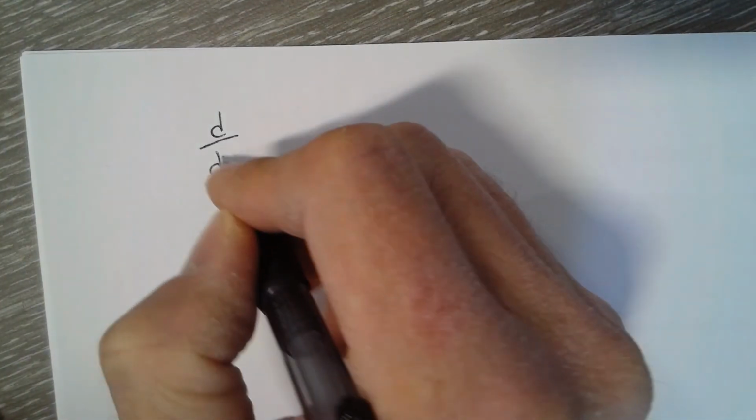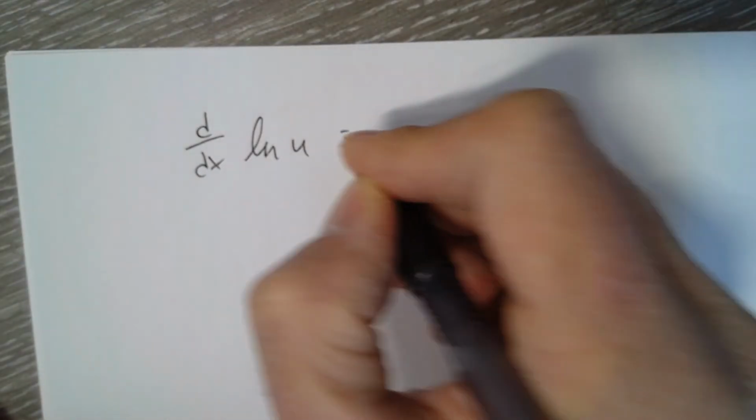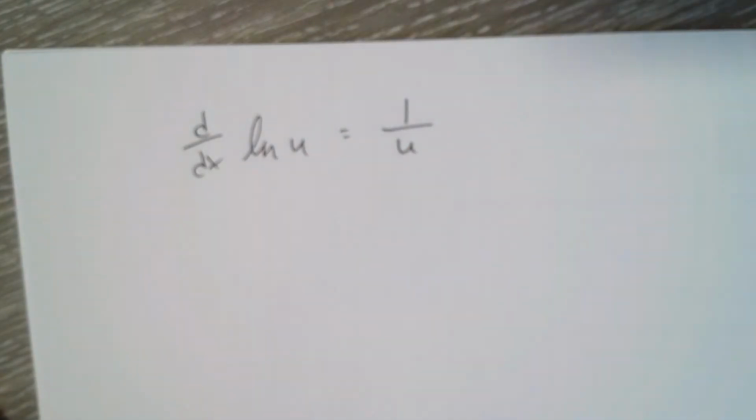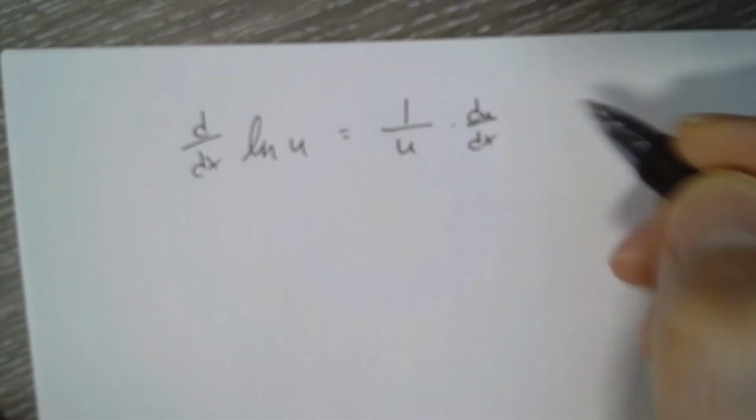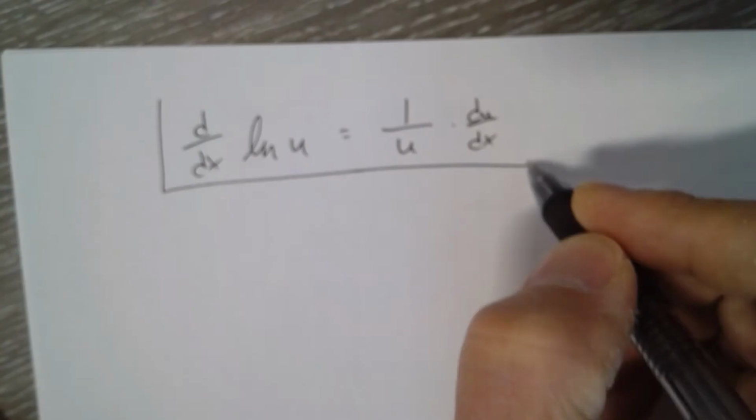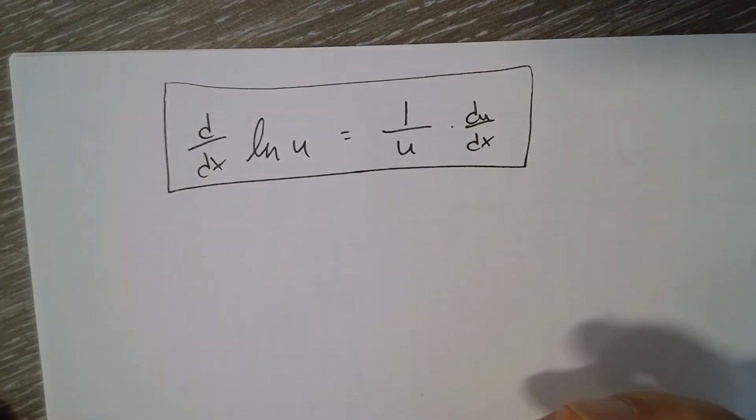Two more to go, but then there's a fifth that I might add in here too, because it's kind of a special thing. Alright, the derivative of natural log u is 1 over u times du dx. So that's our formula for the derivative of a natural log.